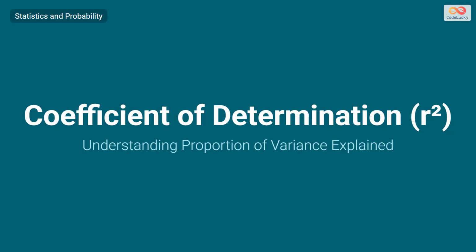Hello and welcome. Today, we're diving into a fundamental concept in statistics, the coefficient of determination, more commonly known as R-squared. We will explore what it means to understand the proportion of variance explained by a model.